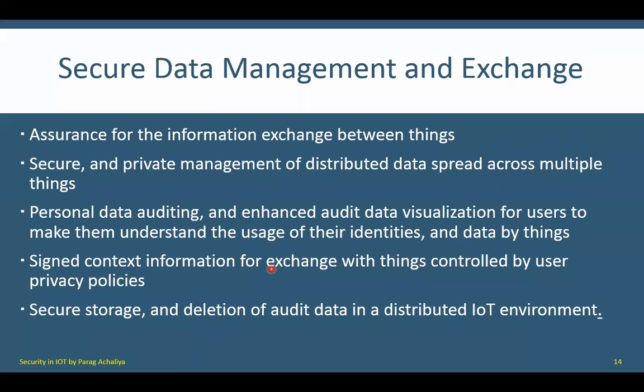Then there should be proper secure storage and deletion of audit data in a distributed IoT environment. When it is a distributed IoT environment, there should be proper security implemented for your data storage, and deletion of such data must be implemented when the nature of your IoT environment is distributed.